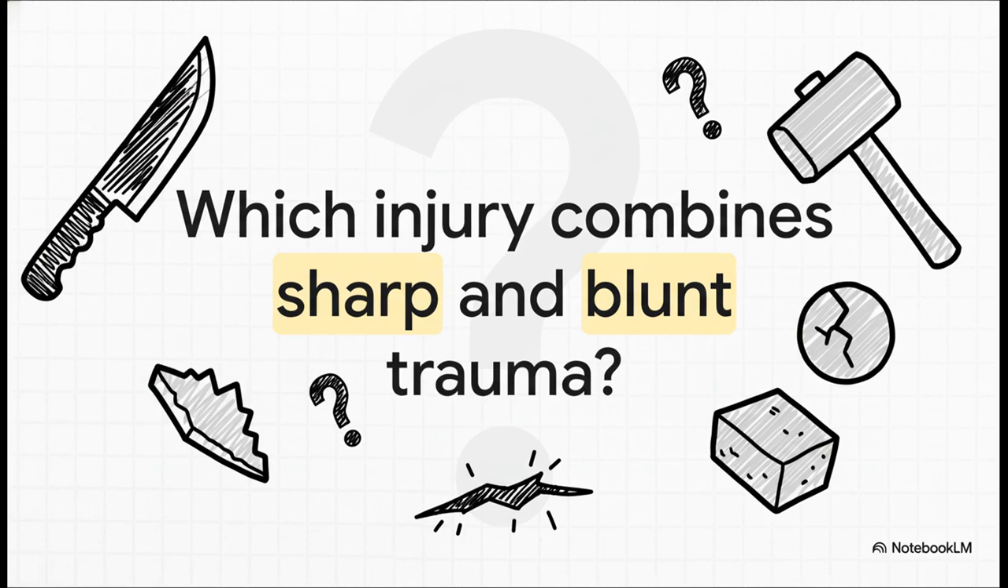Got it? So, to finish off, I'll just leave you with a quick question to test yourself. Which injury type combines features of both sharp and blunt force trauma, and what does its presence almost always indicate? That's right, it's the chop wound, and it almost always points straight to homicide.